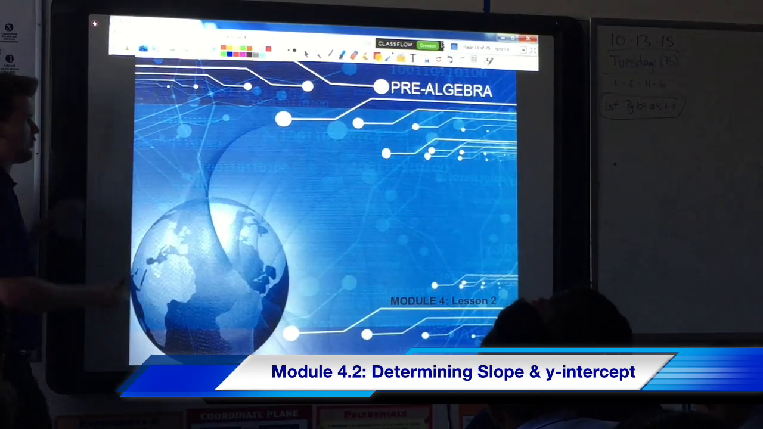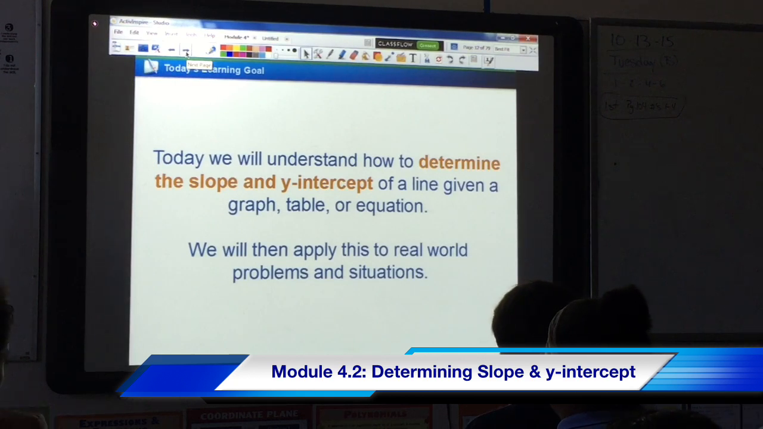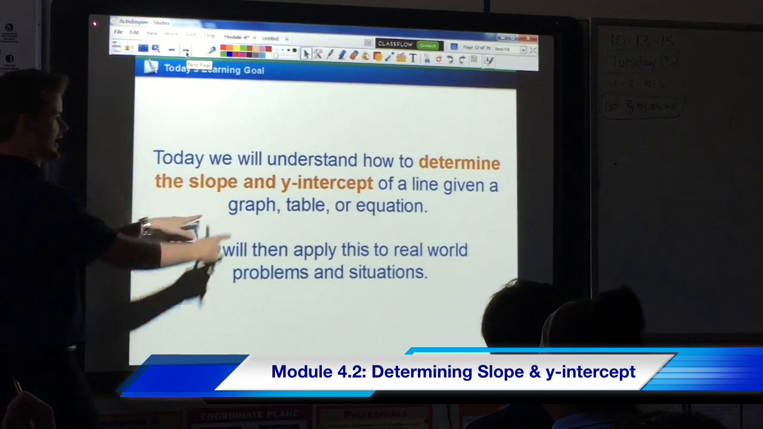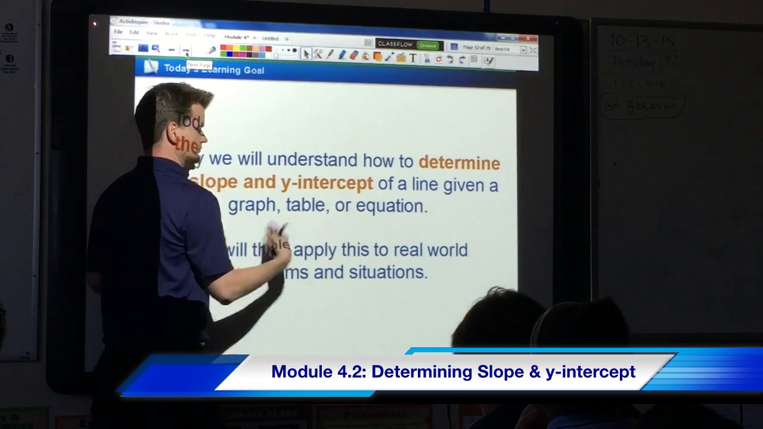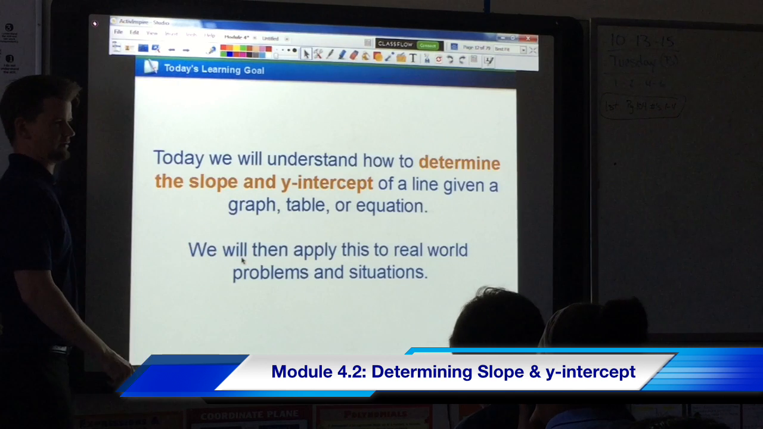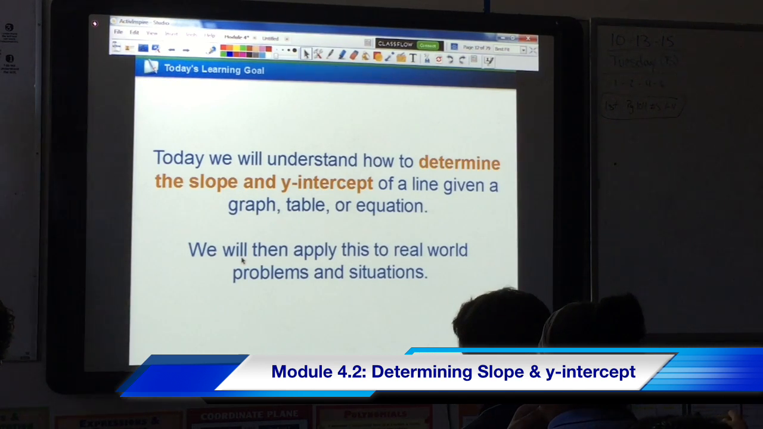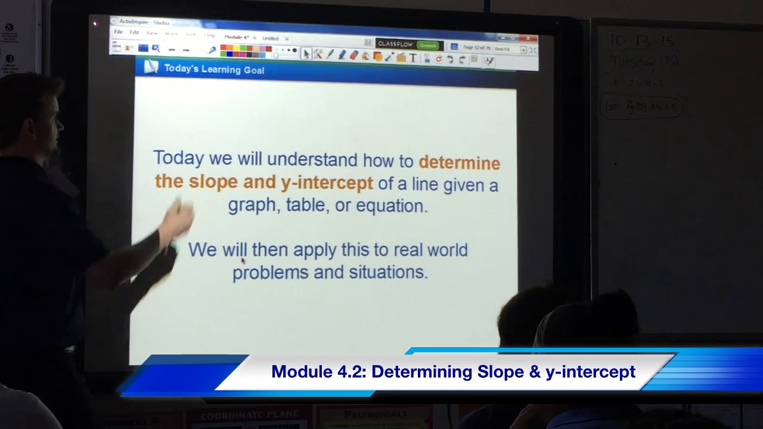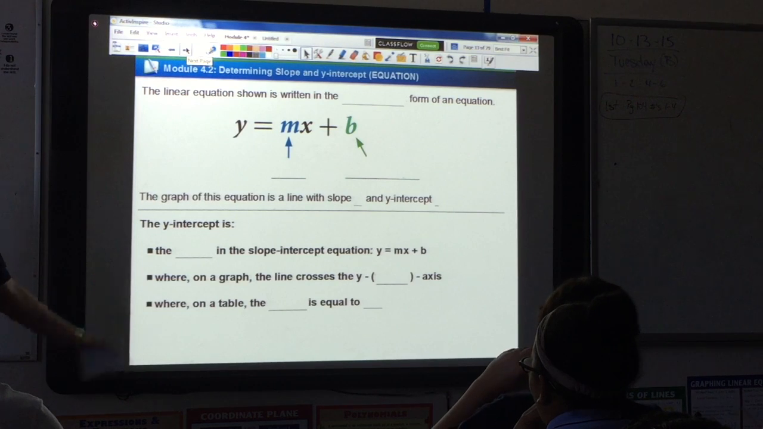We're going to do Module 4, Lesson 2, and specifically, we will understand how to determine the slope and the y-intercept given a graph, table, and equation. Super easy. Gets a little bit more difficult, still visual. Finally, we bring the math into it on the table side. We will then apply this to real-world problems and situations, because all the math we do in here relates to the real world. We don't do anything that exists in the world of fantasy. We don't talk about dragons or unicorns, except for the one that I bought when I won the lotto.